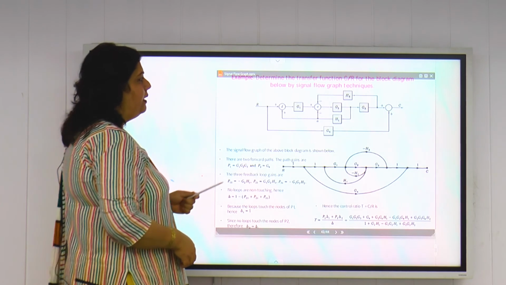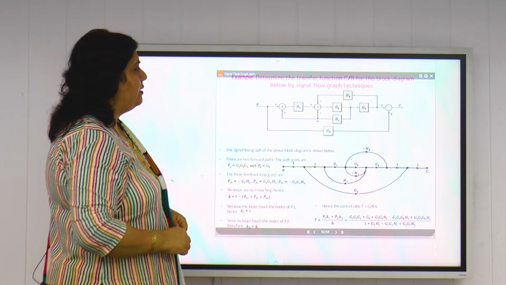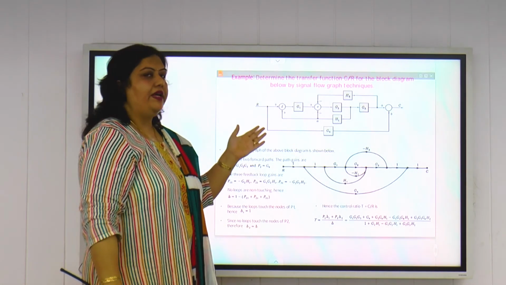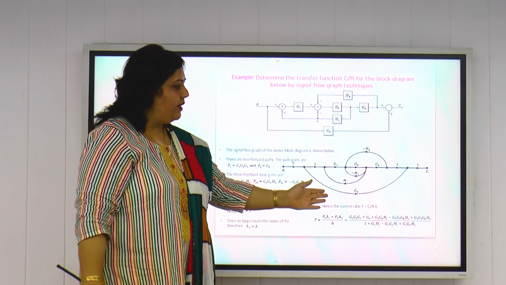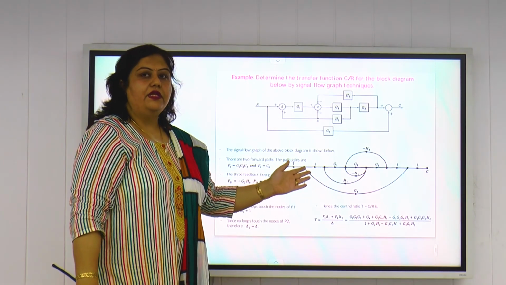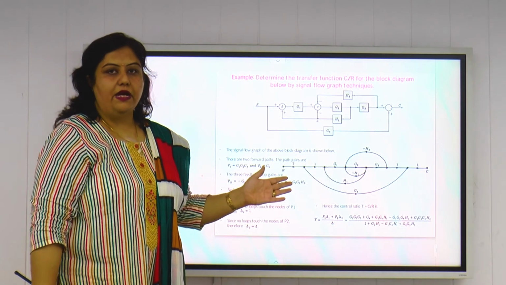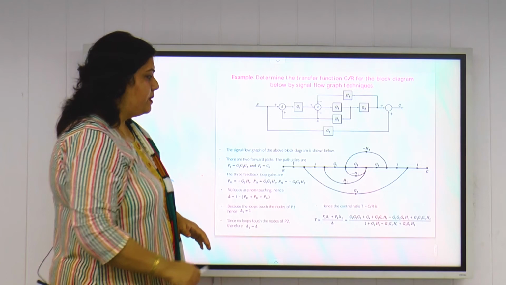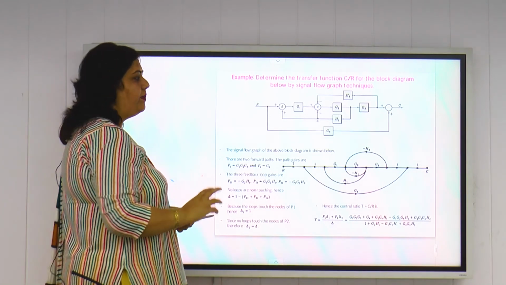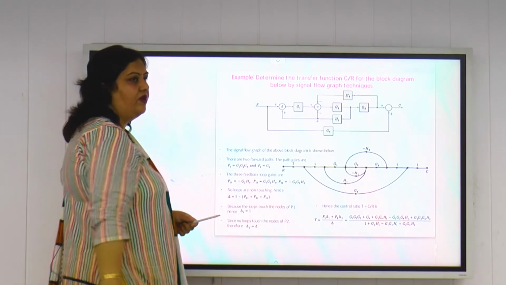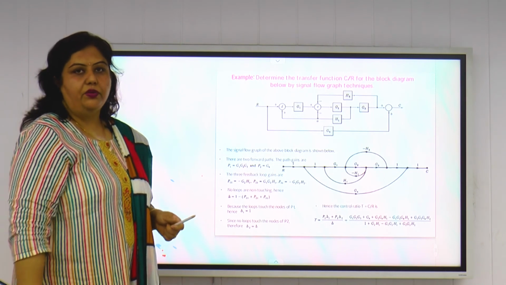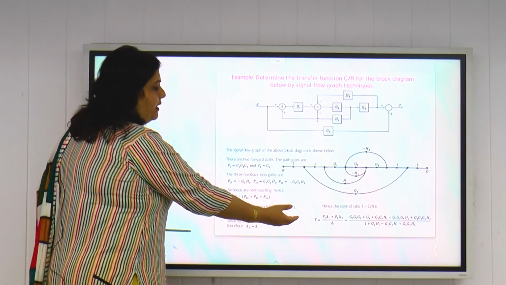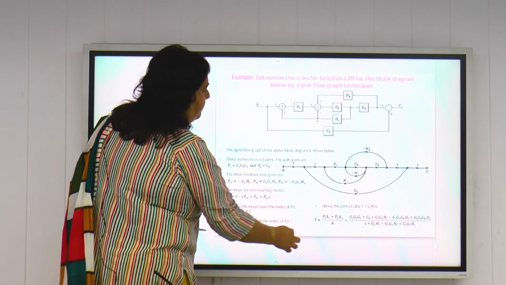Again, this is the example. We have to find the transfer function of this block diagram. So firstly, we have to convert this block diagram into a signal flow graph. Then with the same procedure, we will identify the forward paths. We will identify the loops. Then we will identify the non-touching loops, pairs of non-touching loops and triplets of non-touching loops. Put in the values of P1, delta 1, P2, delta 2 and delta in the formula, and we can find the transfer function easily.